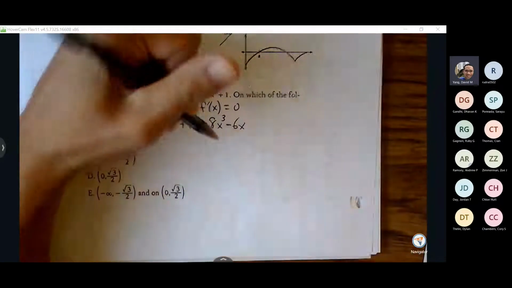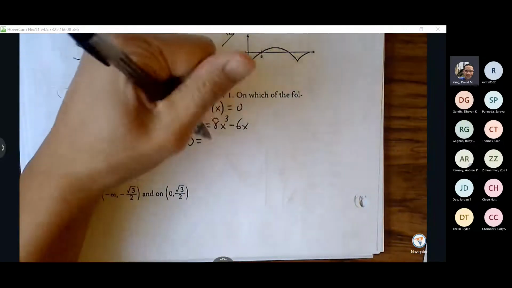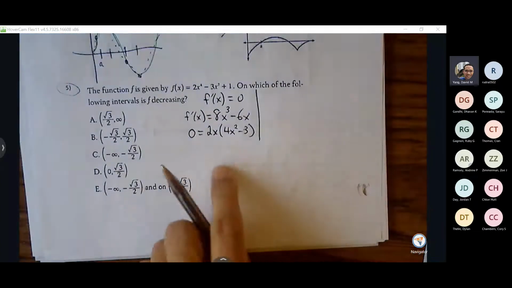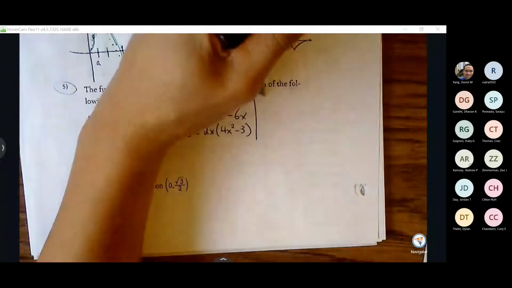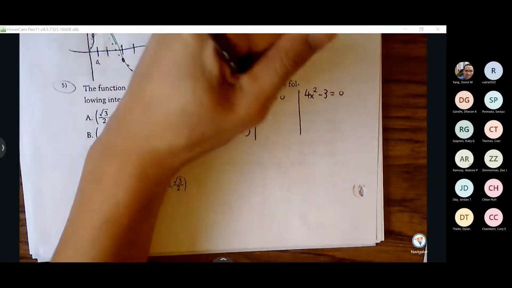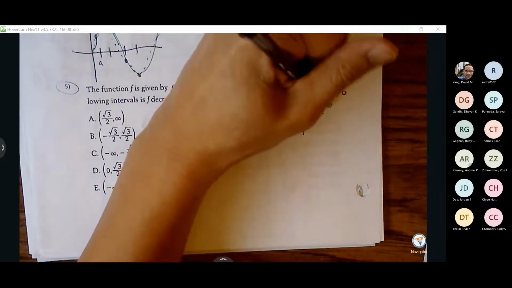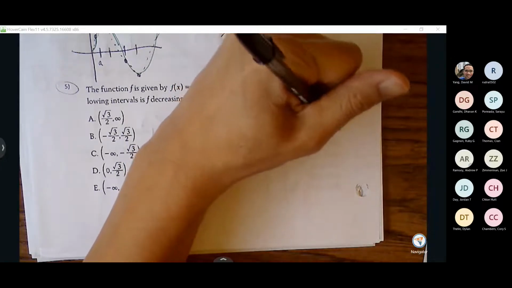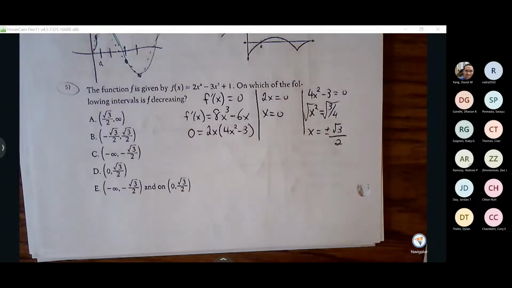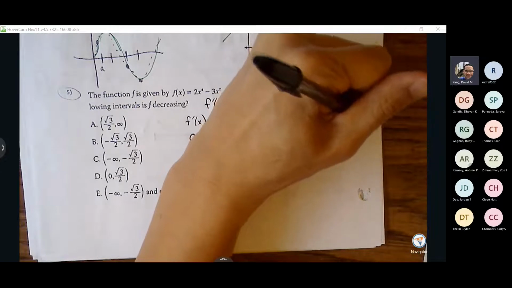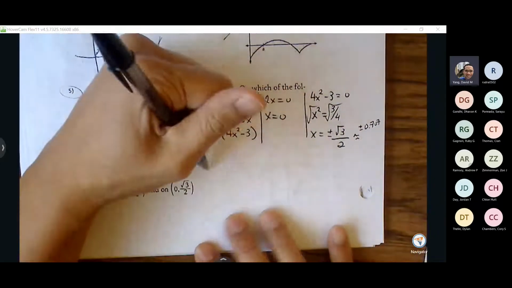Okay, once you find your derivative, set equal to 0. Factor out a GCF. And then once you have your factored form, set both parts equal to 0. Take the square root. Don't forget, there's a plus or minus that shows up. Okay, so this is roughly around plus or minus 0.707, just so that it's easier to pick numbers on our sine line.